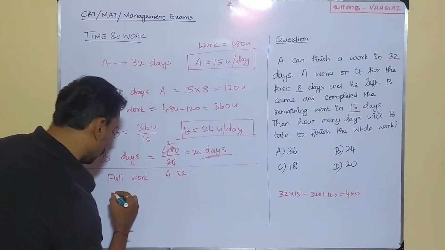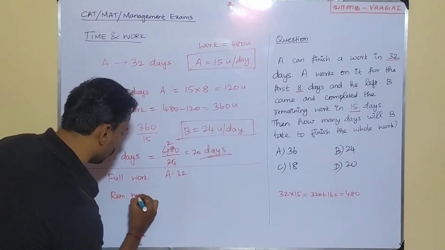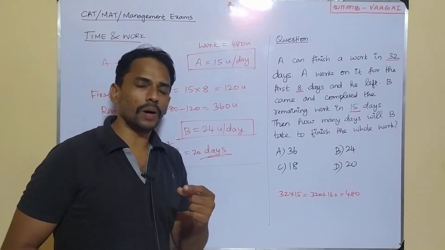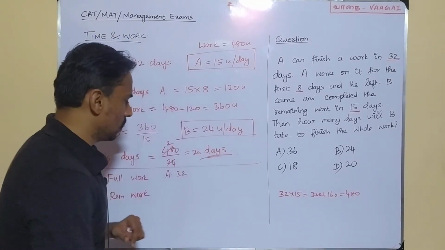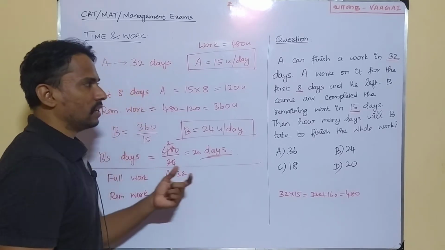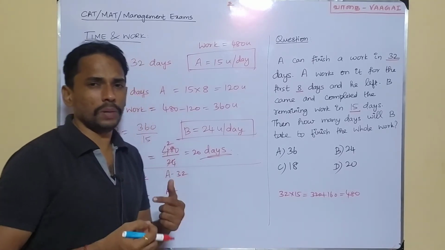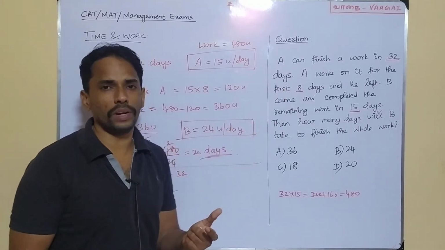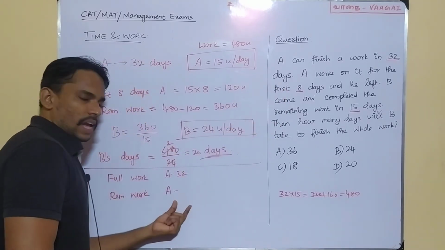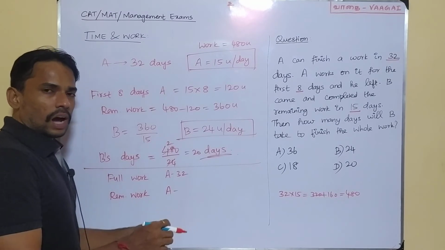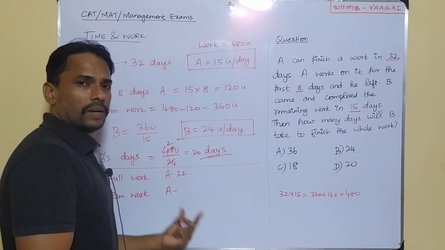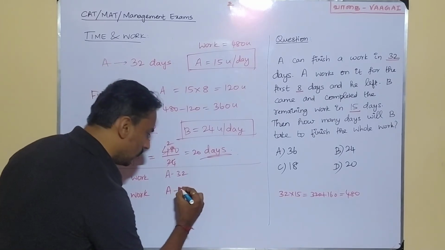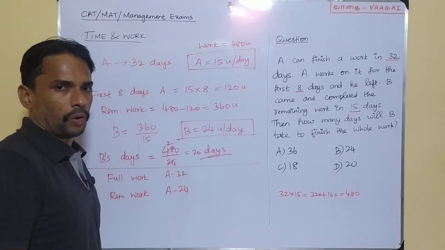In that case, we will now see about the remaining work, the pending work. Just think, A can complete the remaining work in how many days? A already worked for the first 8 days. Then it's very simple: 32 minus 8, we get 24 days. So if A sits for another 24 days, A can complete the full work. The remaining work will take just 24 days for A to complete. This is the point, right?